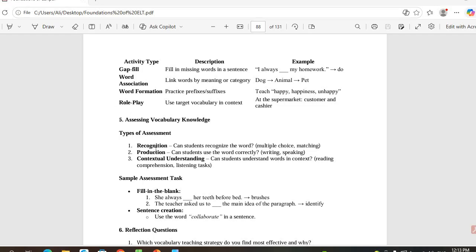So how do you assess vocabulary knowledge? By recognition. You make sure that the students recognize the word and then they can produce it or use it. This is production. And contextual understanding, the students can understand words in context. So it is very important to assess the students' knowledge of the vocabulary. So make sure of this. These are different types of activities, and these are how you assess the knowledge of the vocabulary. And then you can do these activities.